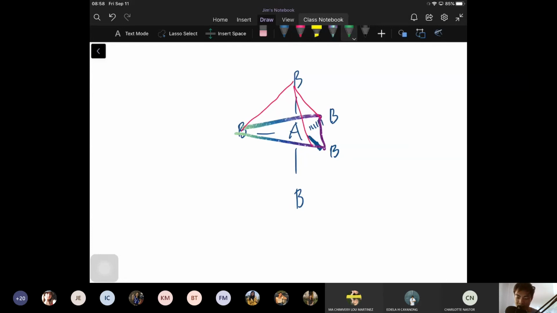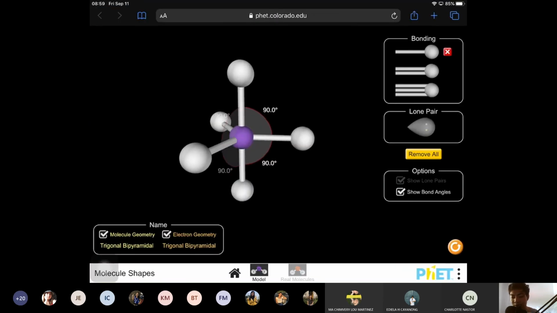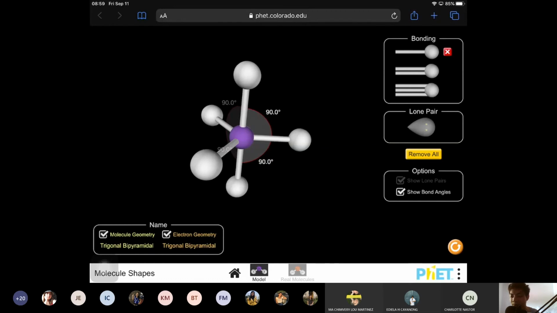The second pyramid would be here sa baba, no? Ayan. So, another pyramid, no? So, we have 2 trigonal pyramids. Bakit trigonal pyramid? Kasi the base is triangle, no? So, we have 2 trigonal pyramids or trigonal bipyramidal. So, that happens when you have 5 electron groups, no?